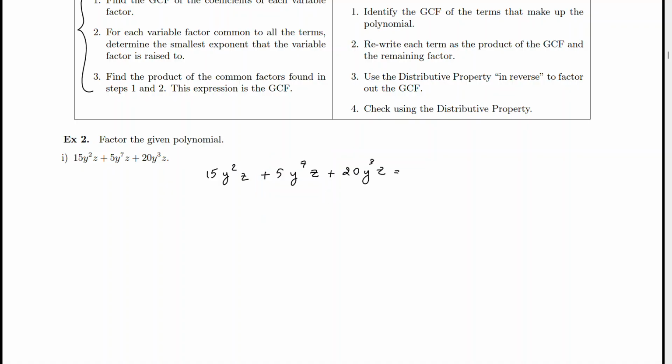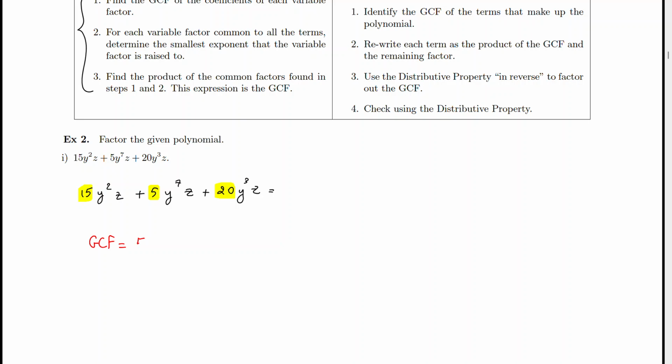The first thing I'm going to focus on is the 15, the 5, and the 20. Do they have any common factors? It may be obvious to you that all of these numbers have a common factor. They are all multiples of 5. For example, 5 times 3 is 15, 5 times 1 is 5, and 5 times 4 is 20. So that means my GCF should contain at least the number 5, because 5 is a factor that goes evenly into all of these highlighted numbers.